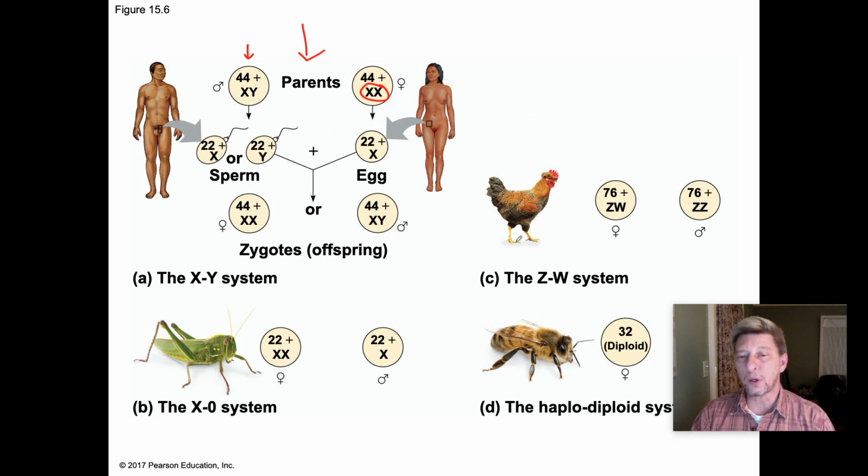Now, birds, including chickens, have a very similar system, except that the homozygous organism ends up as the male, and the heterozygous organism ends up as the female. So the inheritance pattern is very similar, just kind of flipped, and we call it the WZ instead of the XY, just because we needed a different name for it. Some insects actually use what's called the XO system, where if you end up with two X chromosomes, you develop as a female, and if you have only one X, you develop as a male.